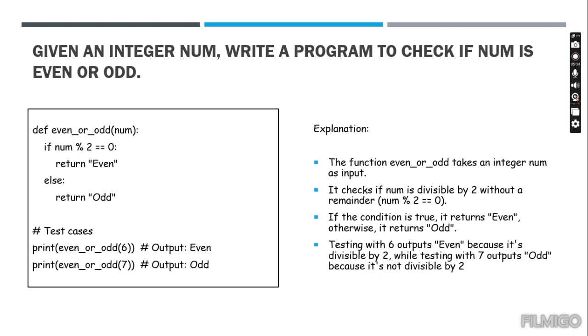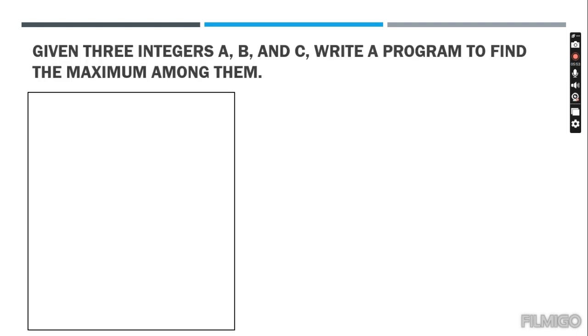Explanation. The function even_or_odd takes an integer num as input. It checks if num is divisible by 2 without a remainder, num % 2 == 0. If the condition is true, it returns even, otherwise it returns odd. Testing with 6 outputs even because it's divisible by 2, while testing with 7 outputs odd because it's not divisible by 2.